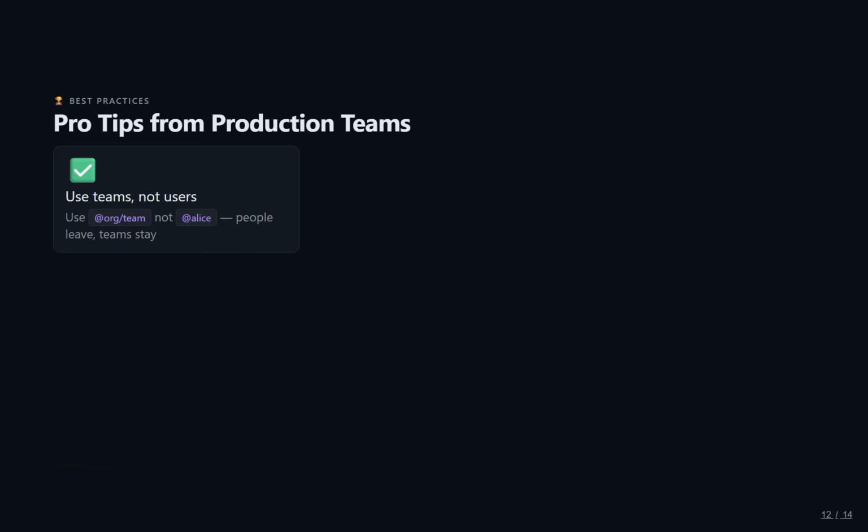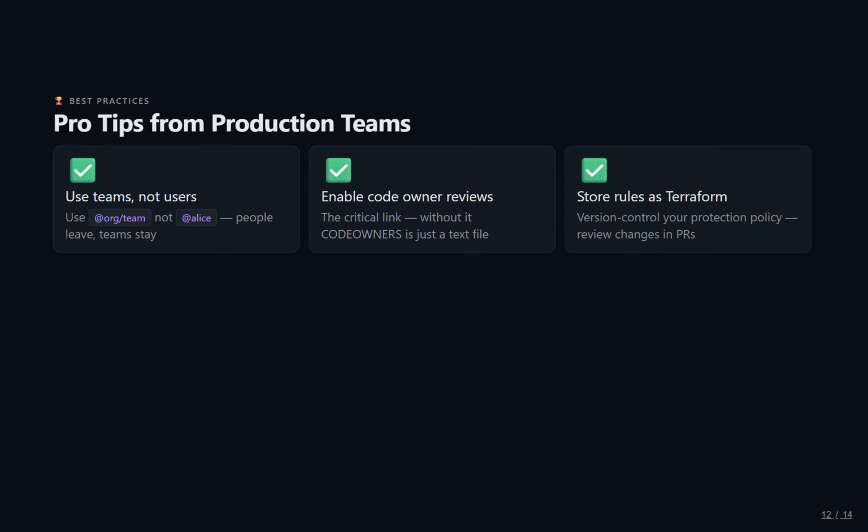Here are some best practices which I would like to share when you use this in production. So always use teams, not users, right? As I said, org/team. That's the best practice. And enable the code owner reviews in the branch protection. Store your branch protection as Terraform, right? Don't use the GUI or GitHub CLI. And protect the release branch as well, right? As I said, some teams only use main, but also set the branch protection for release.